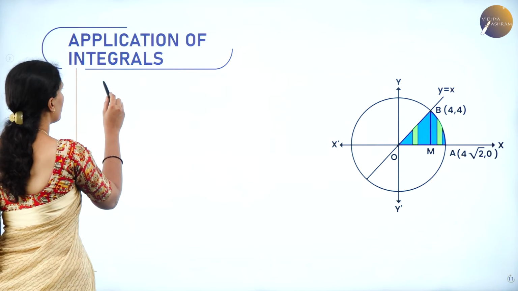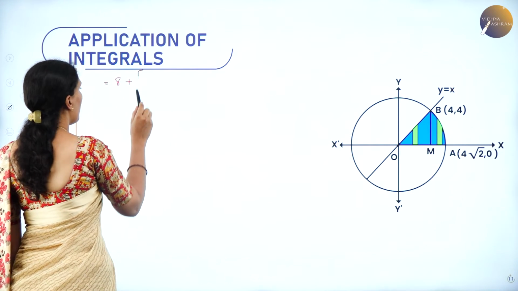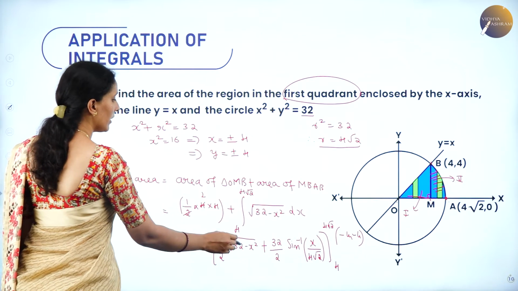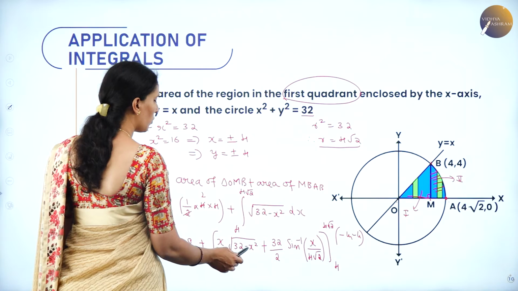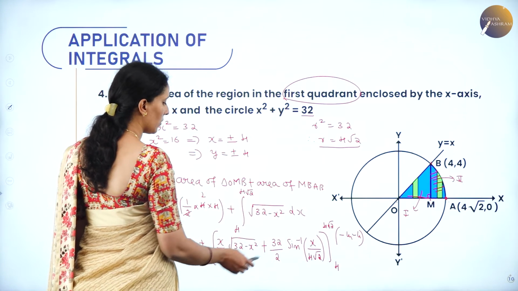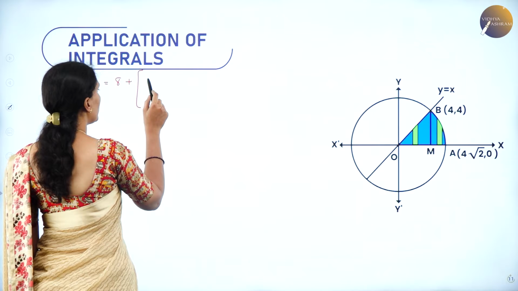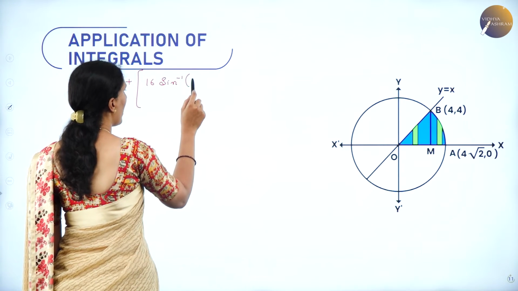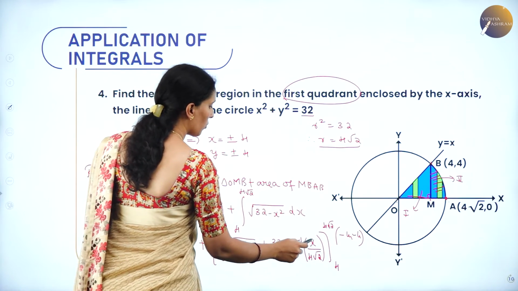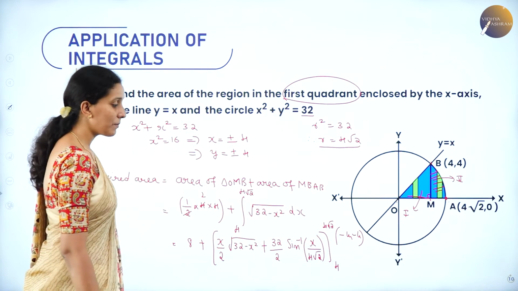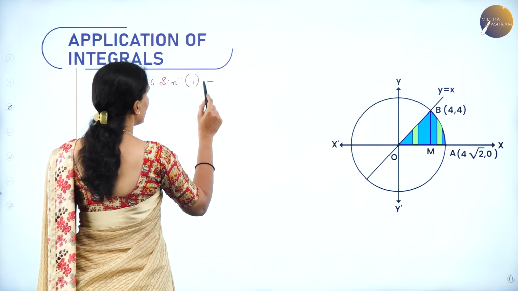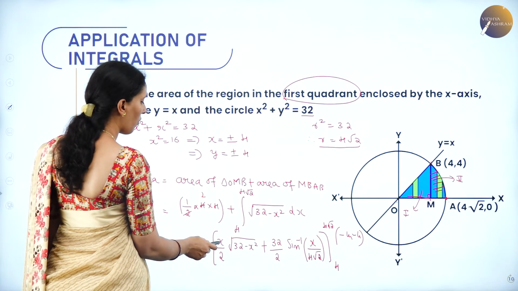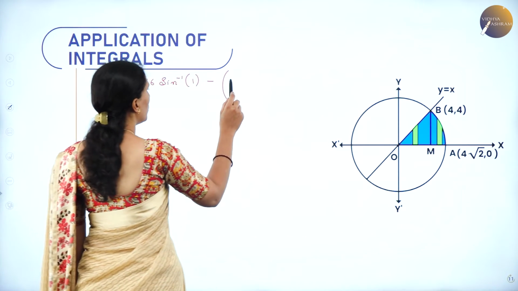So then it becomes 8 plus, apply the limits for this function from 4 to 4 root 2. So the first one here is, if you put here 4 root 2, then the first term becomes 0. So the second term is here 32 by 2, which becomes 16 sine inverse 1, because when you put 4 root 2, 4 root 2 cancel. So therefore it becomes 1. Next we have minus lower limit. So what is the lower limit we have? Substitute x as 4 here. So 4 by 2 becomes 2.